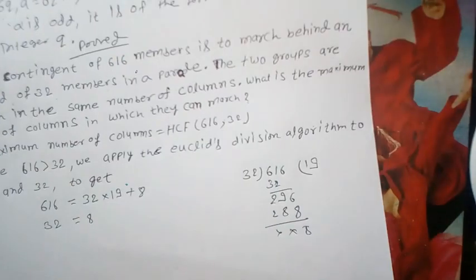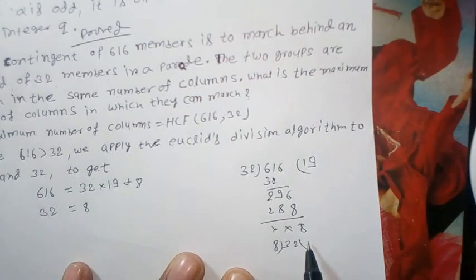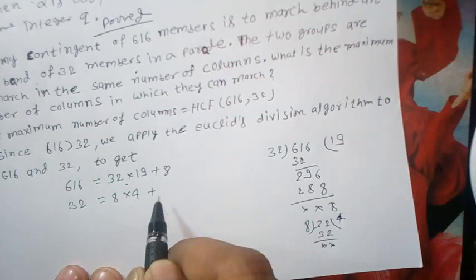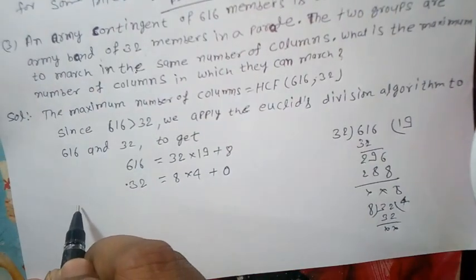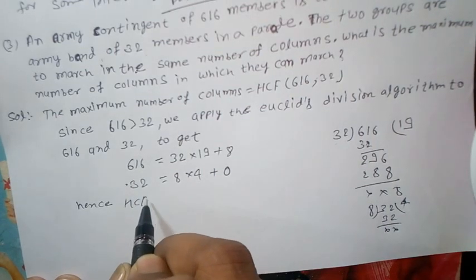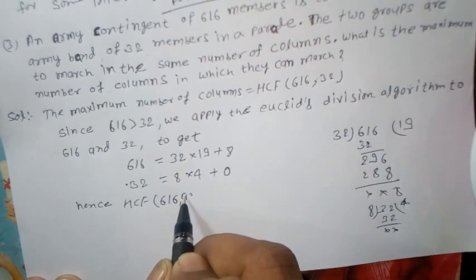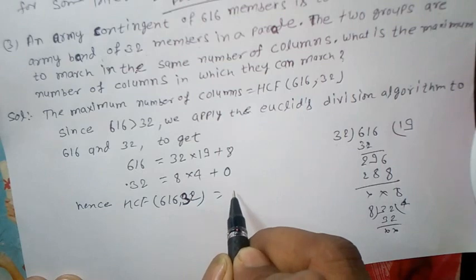Then we divide 32 by 8. 8 4s are 32. Now 4 times, then we get remainder 0. Therefore, hence the HCF of 616 and 32 is equal to 8.